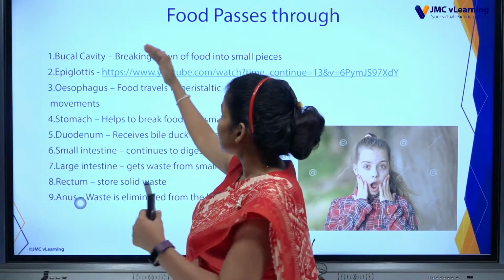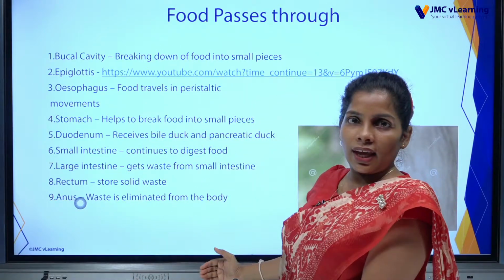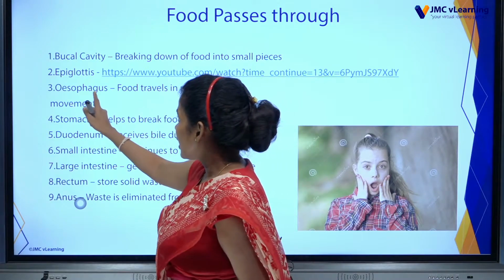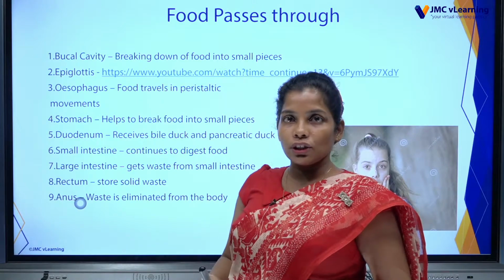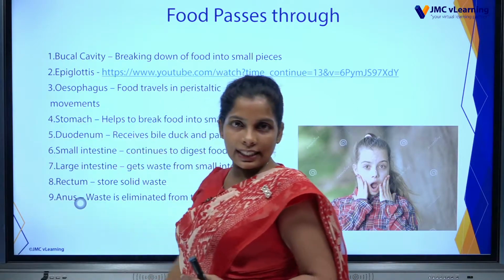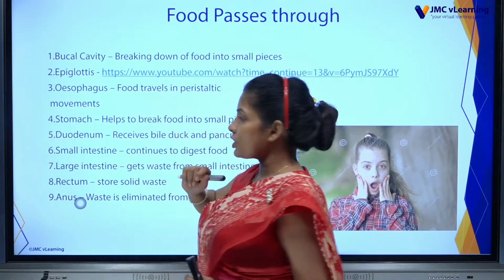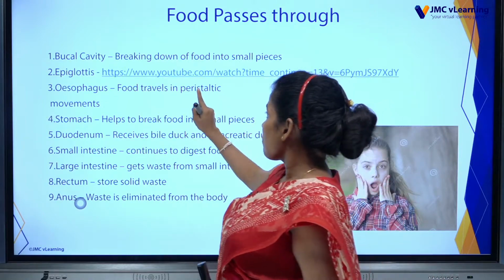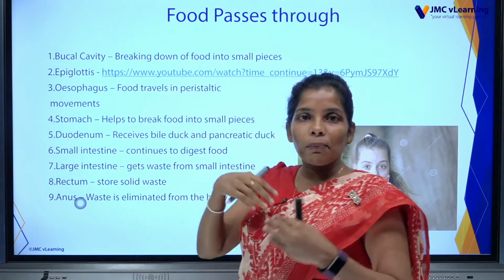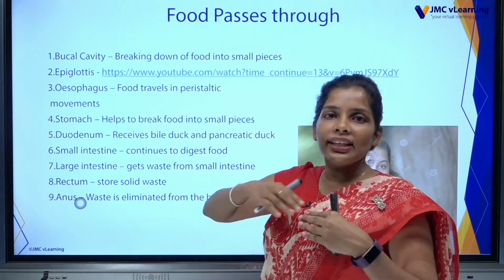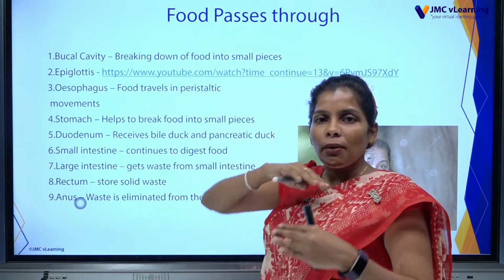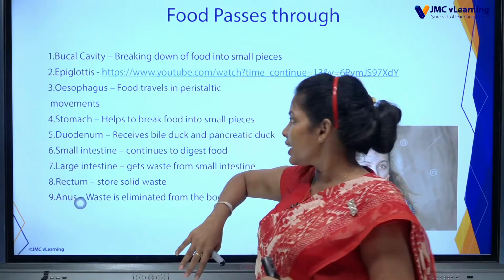Now, next, this is the food pathway. Next one is the esophagus. You should pronounce it esophagus, because the O is silent here. What is the function? Food travels in peristaltic movements. Food never passes through in a straight way. It passes through in peristaltic movements.